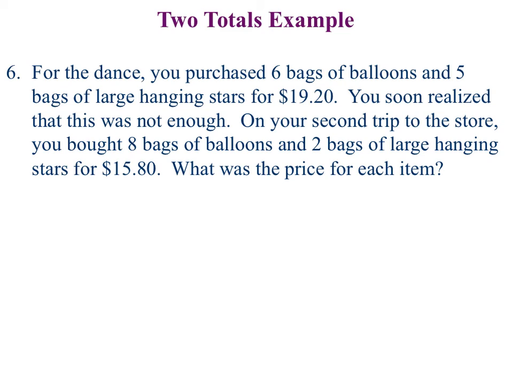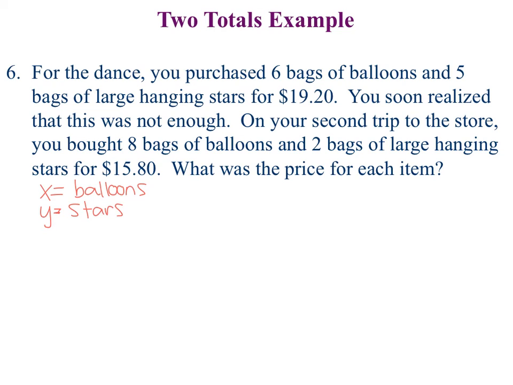So we're talking about a dance and you're purchasing bags of balloons and hanging stars for $19.20, and then you realize that you didn't have enough, so you had to go back to the store again and buy more balloons and hanging stars for a different value, and then we want the price of each item. So again, our variables are going to be each item, which was balloons and then hanging stars.